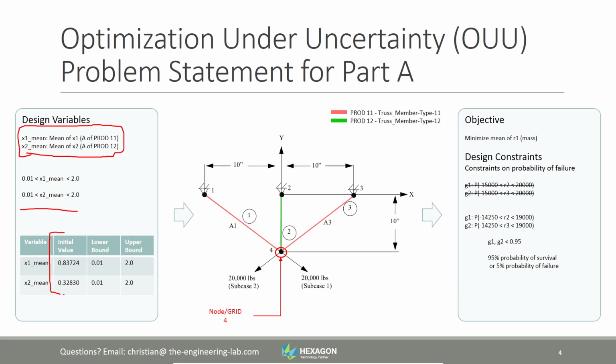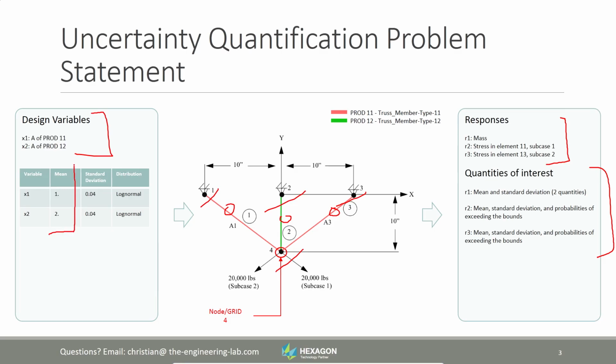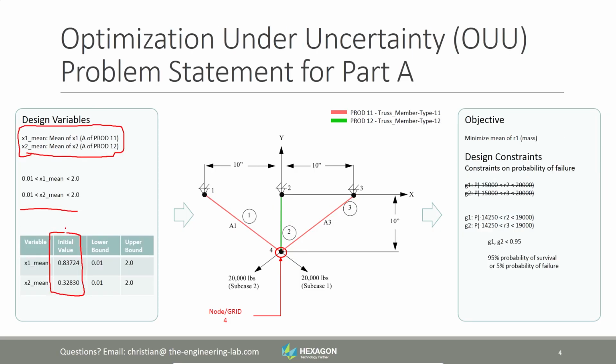And one very important thing, we know a good place to start the optimizer. If you notice that the original values for the cross-section area were 1 and 2, if we start the OUU at these values, it's going to require multiple Nastran runs, but we found the best starting point for the OUU: 0.83 and 0.32 for the cross-section areas. So keep that in, or take that into account while you're looking at this.